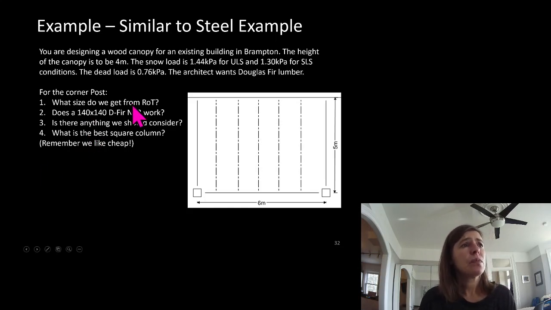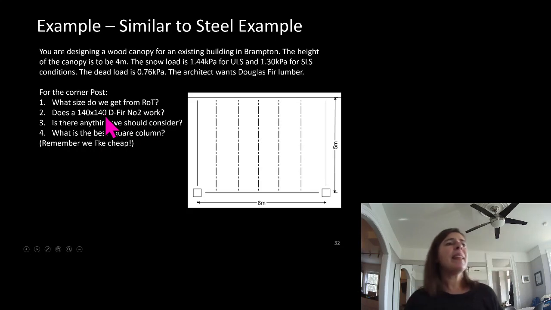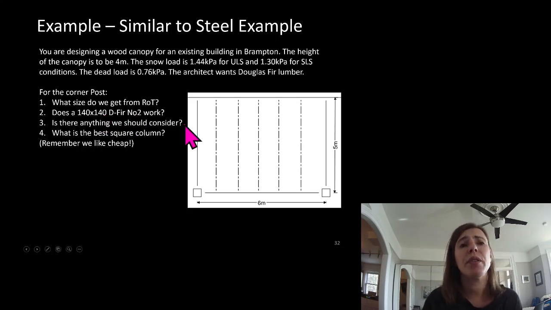So they want to know now for the corner post, what size do we get from the sizing guidelines? Does a 140 by 140 Douglas fir number 2 work? So that's a 6 inch by 6 inch Douglas fir. Remember, it's really 5.5 inches by 5.5 inches. And then they say, is there anything else we should consider? Is there anything else we should stop to think about there? And then, what is the best square column? Maybe it's this one, maybe it's not. Let's take a look and see.